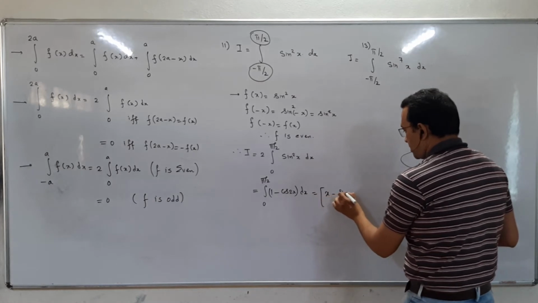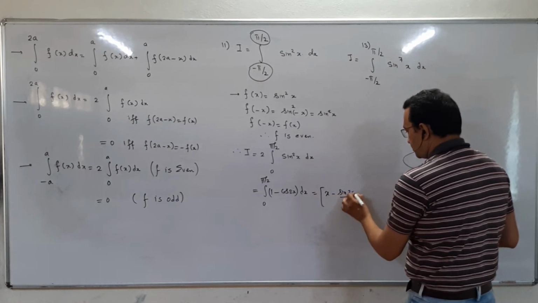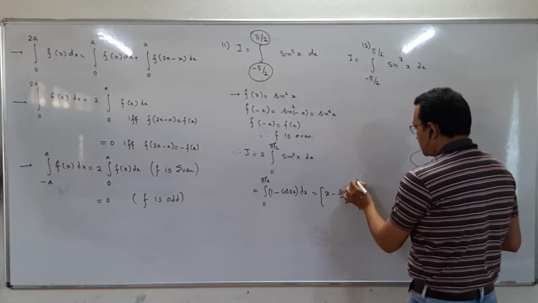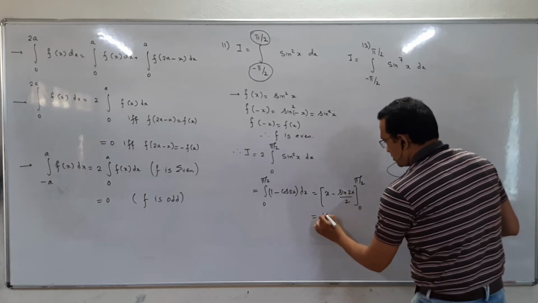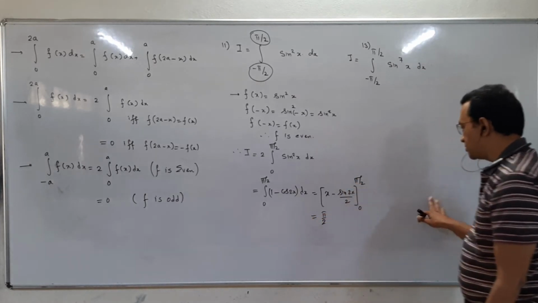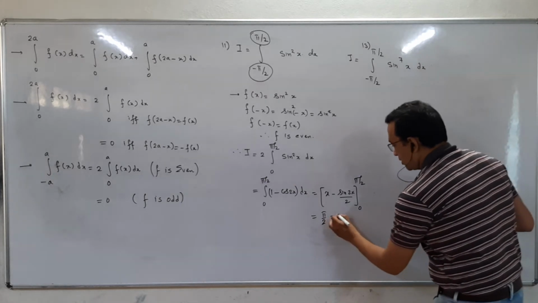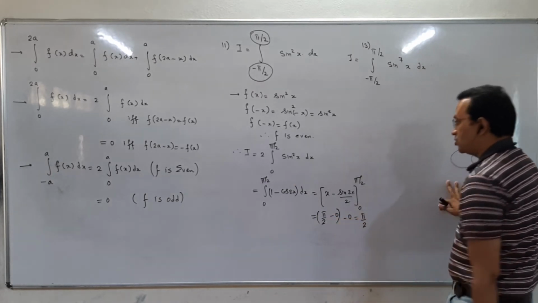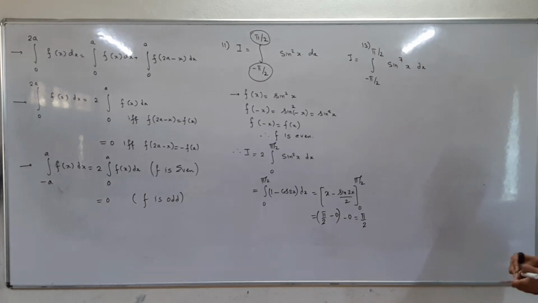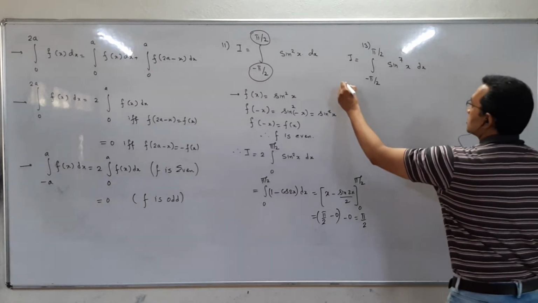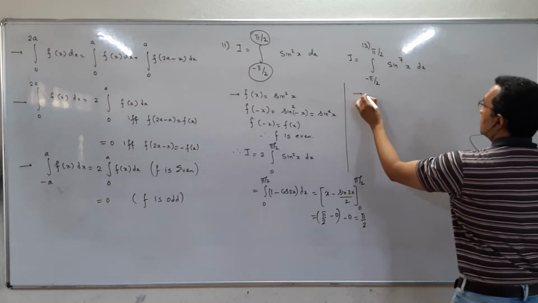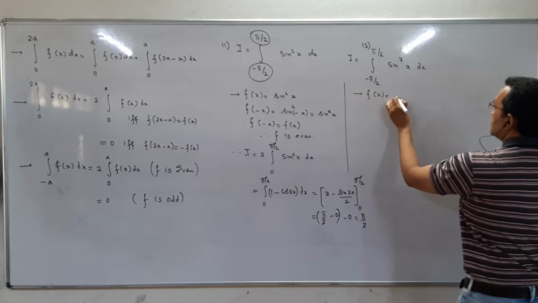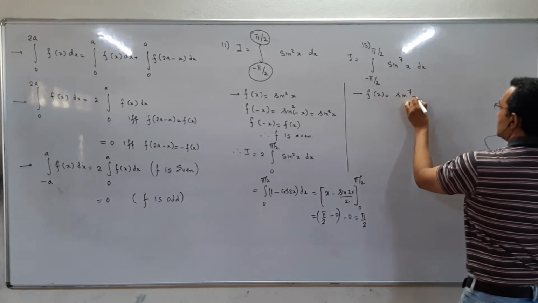Integration is x minus sine 2x by 2, limits from 0 to pi by 2. So for pi by 2, this becomes pi by 2 minus 0. And for 0, the entire term is 0. So the final answer is pi by 2. Now here, students, in the 13th sum, our function f(x) is sin x raised to 7.